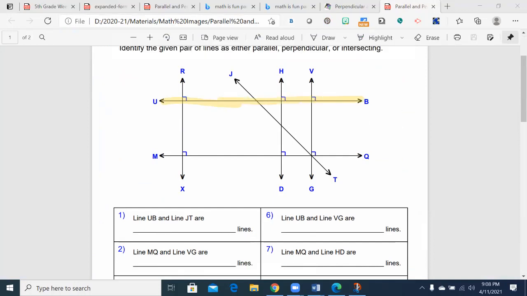And line JT. They are not crossing at a 90-degree angle, so they're not perpendicular. They cross, so they're not parallel. So on this one, you would have intersecting. That just means they cross each other.